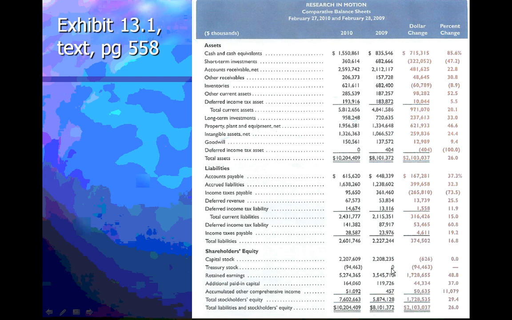Okay, treasury stock, oh, it looks like that went down by a certain amount. They don't list negatives here because anything divided by zero, you can't list it, okay? Mathematically, that's an undefined number. Anyway, retained earnings, oh, that went up a whole bunch, almost 50%.